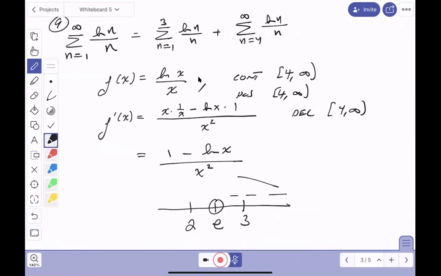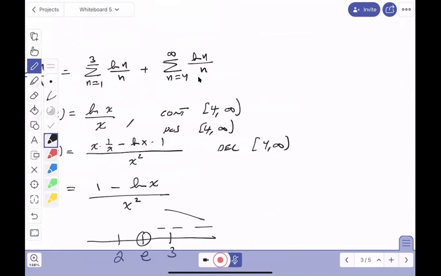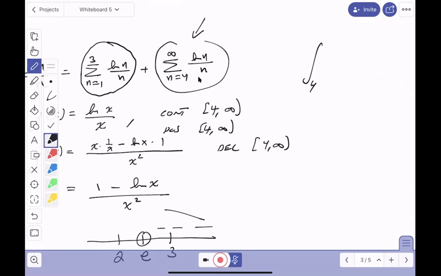All right. So what do I need to do? I need to do an integral. By the way, this thing here is a finite number. I can add the term where it's 1, 2, and 3. That's not a problem. I'm worried about this. Let's write this down. So it's going to be 4. Again, I'm doing this now. What am I doing? I'm doing the integral test. Going from 4 to infinity, ln x over x dx.